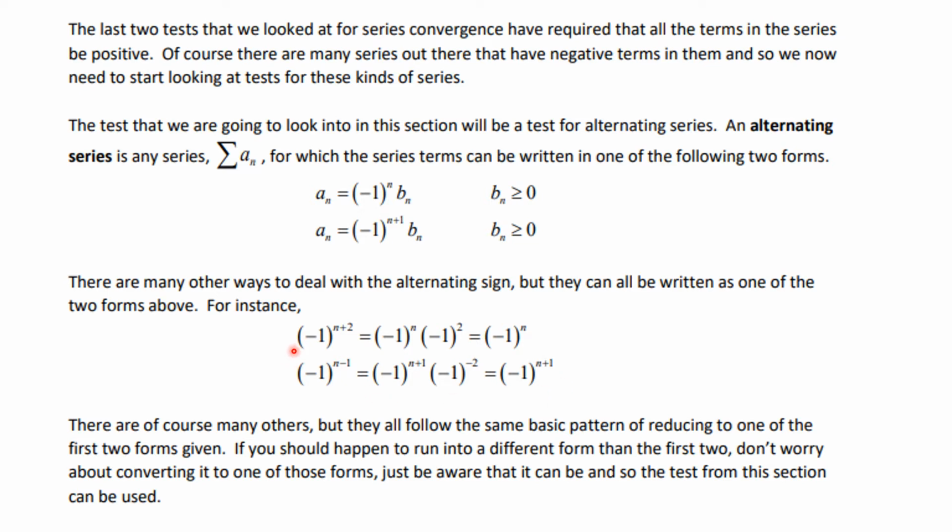For example, if we have minus 1 to the n plus 2, well, minus 1 squared is 1, so that's really like minus 1 to the n. And down here, if you write it as n minus 1, that's the same thing as breaking it up this way. This one will be positive, so you can write these many different ways. But there's the basic pattern that we spoke of up here. And so if you run into one of those different forms, just convert it to this and you will be fine.